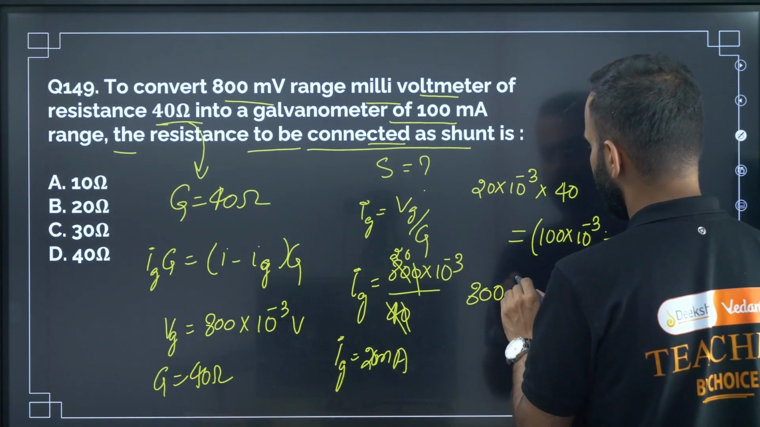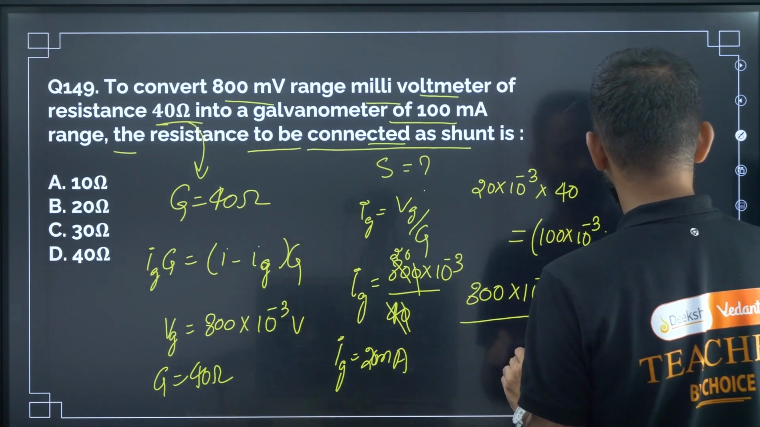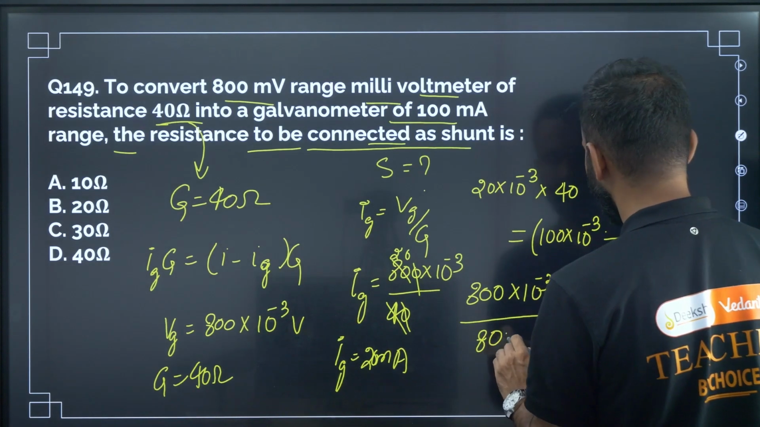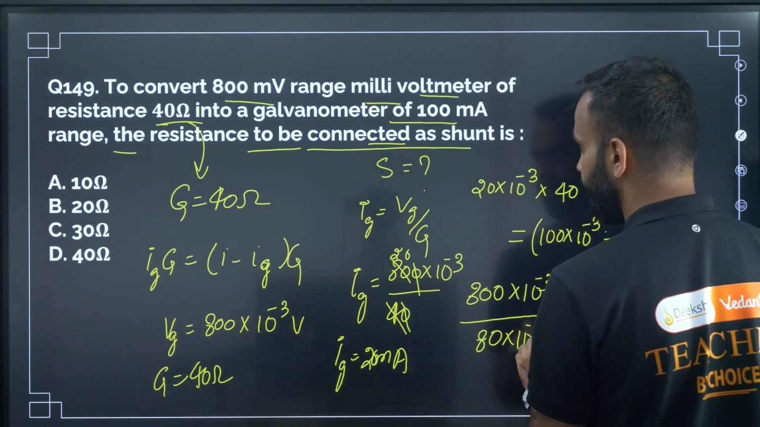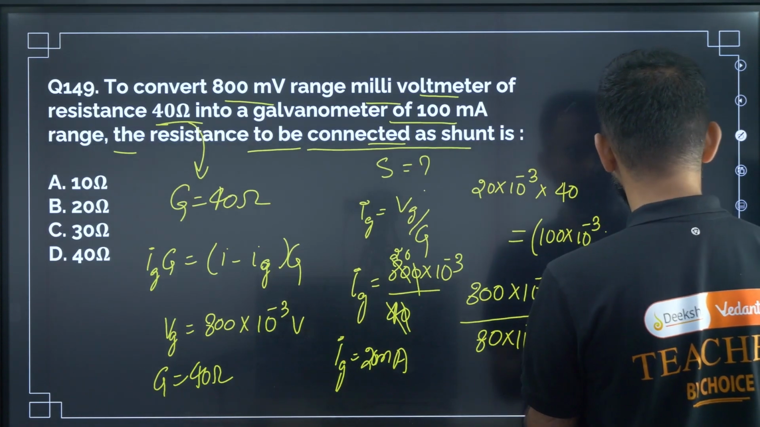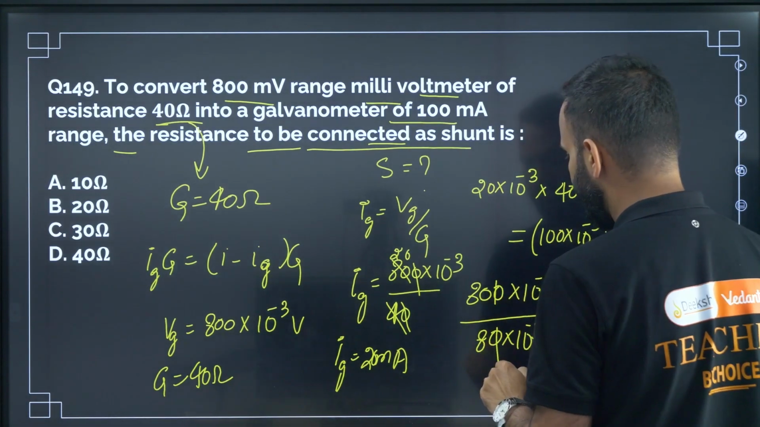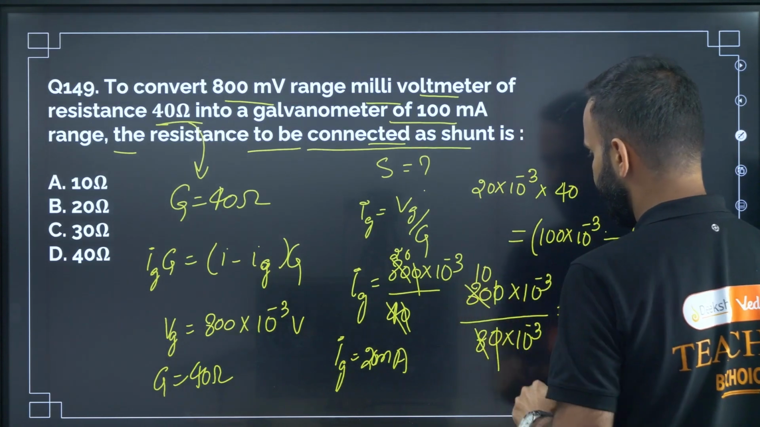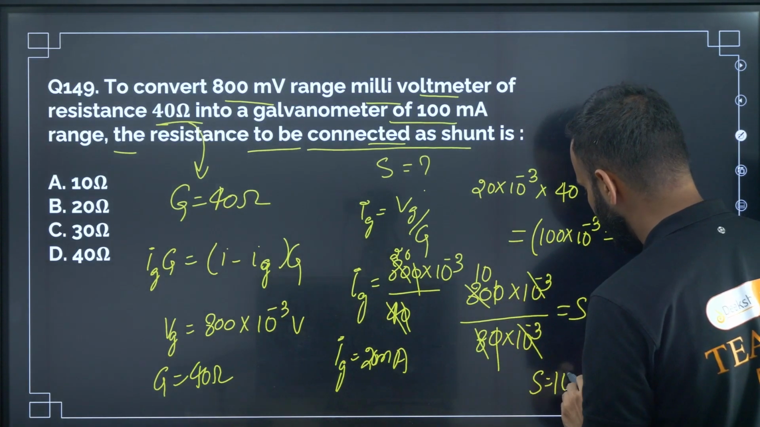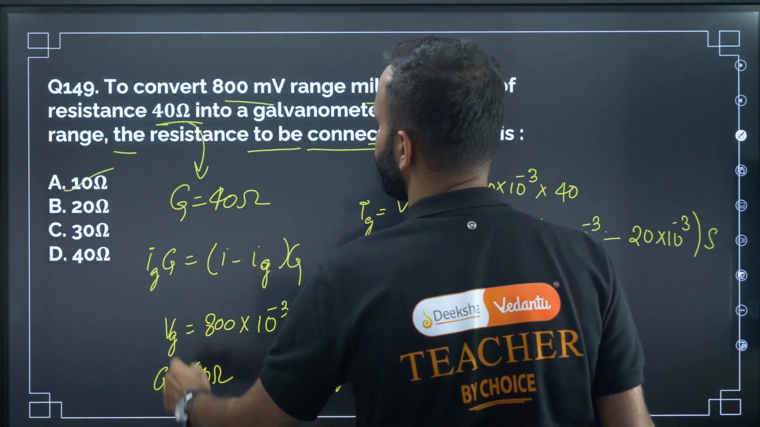So 800 into 10 to the power minus 3 divided by 100 minus 20, that is 80 into 10 to the power minus 3, which is equal to S. So now the tens get cancelled, 8 tens are 80, 10 to the power minus 3 gets cancelled, S equal to 10 ohm. So the correct option is A.